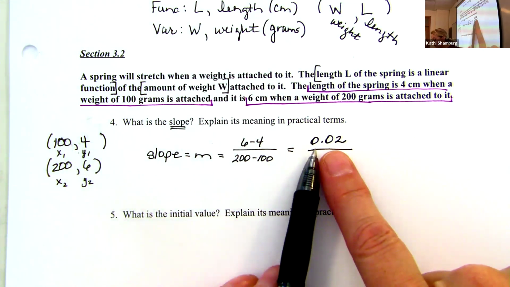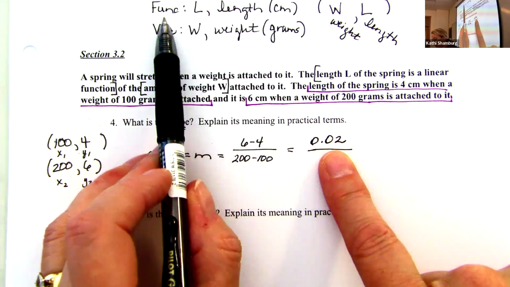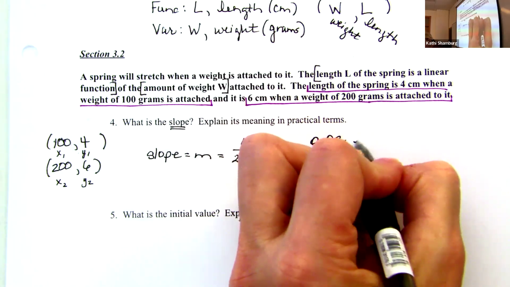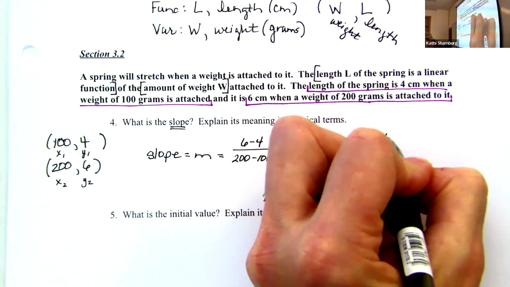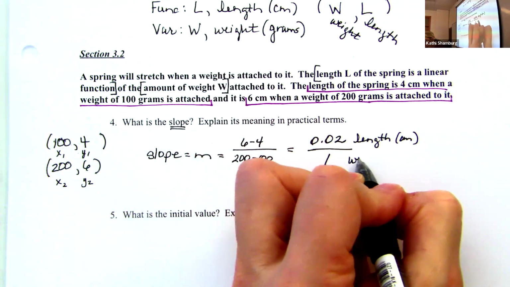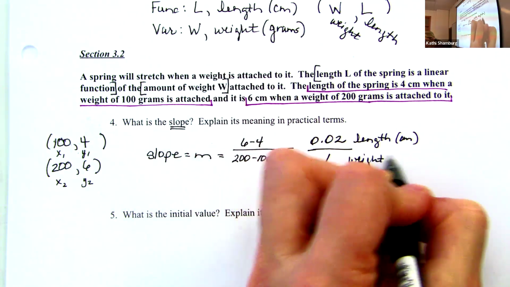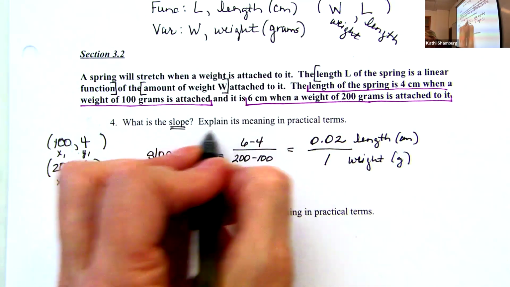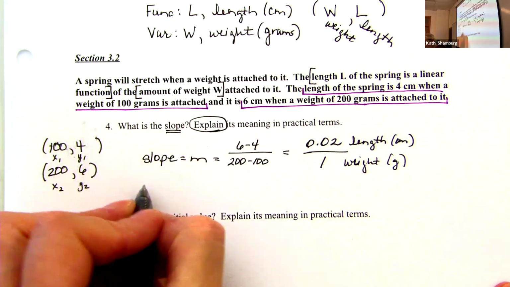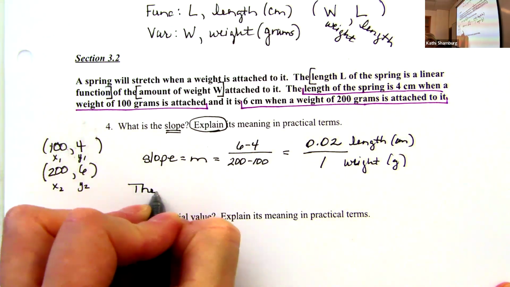Okay. Now, I'm gonna go ahead and put my labels with that, right? So we have the difference in the function. The function is centimeters, so this is length in centimeters. And this is weight in grams. Now, why do I do that? Because this is also asking me to explain. Now, what's the item we're talking about? A spring, right?